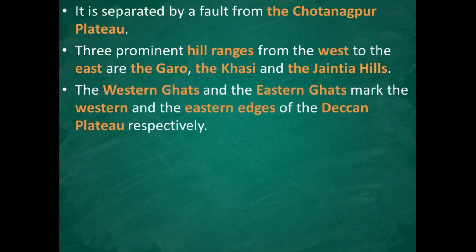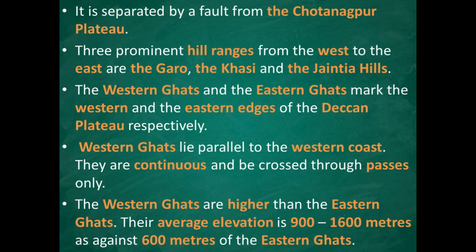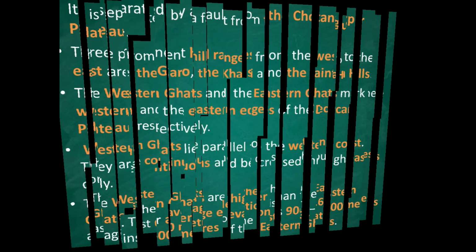The Western Ghats and the Eastern Ghats mark the western and eastern edges of the Deccan Plateau respectively. Western Ghats lie parallel to the western coast. They are continuous and can be crossed through passes only. The Western Ghats are higher than the Eastern Ghats. Their average elevation is from 900 to 1600 meters as against 600 meters of the Eastern Ghats.